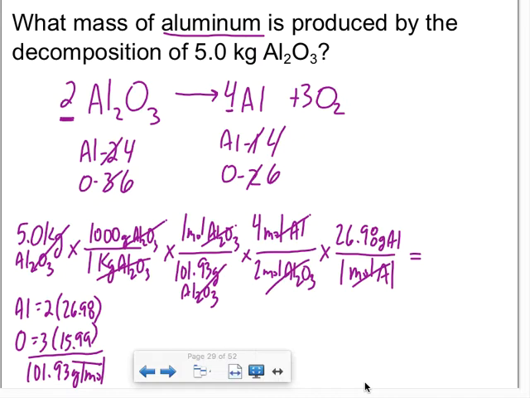So 5 times 1,000 times 1 divided by 101.93 times 4 divided by 2 times 26.98 divided by 1 gives me a whopping 2,646.9 grams of aluminum. Whew. Okay, so we just did mass to mass stoichiometric problems here.